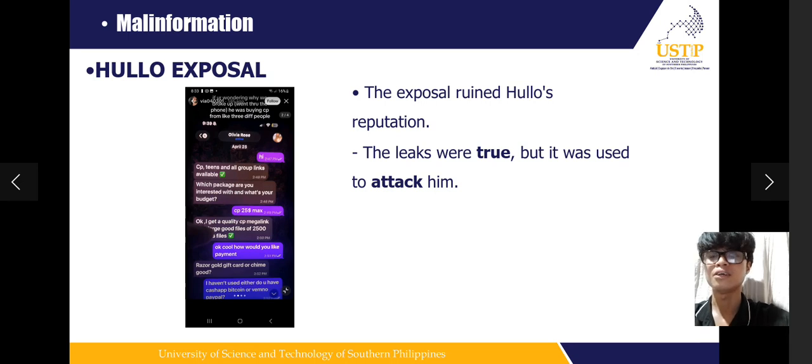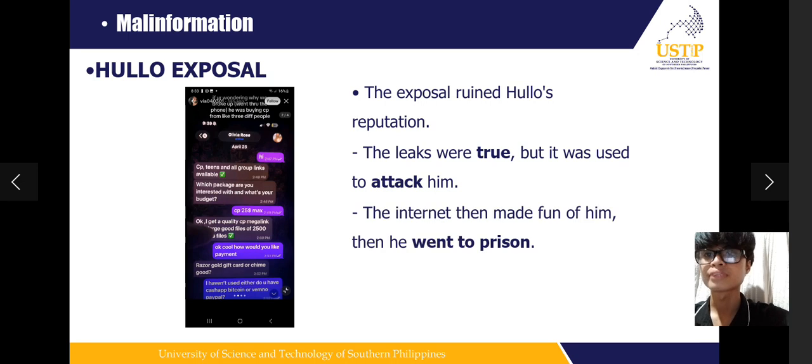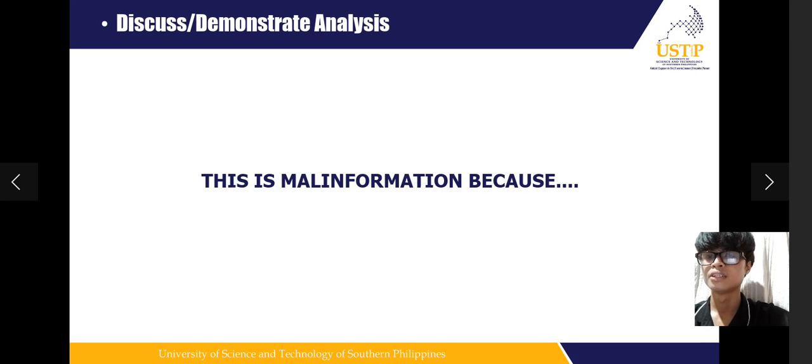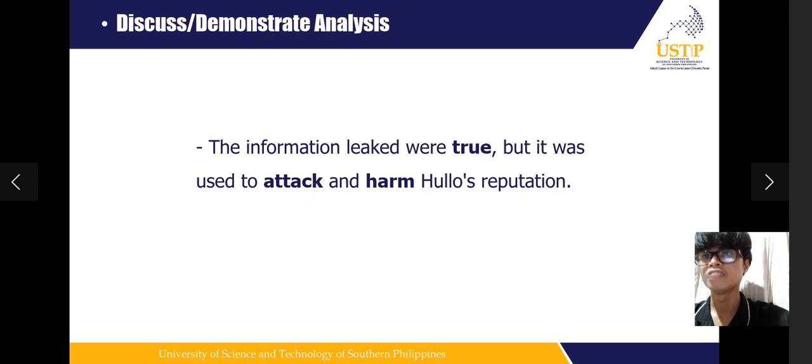And it ruined Hollow's reputation. The leaks were true, but they were used to attack him. Then the internet made fun of him. Then the police caught on, and he went to prison. This is malinformation because the information leaked was true, but it was used to attack and harm Hollow's reputation.